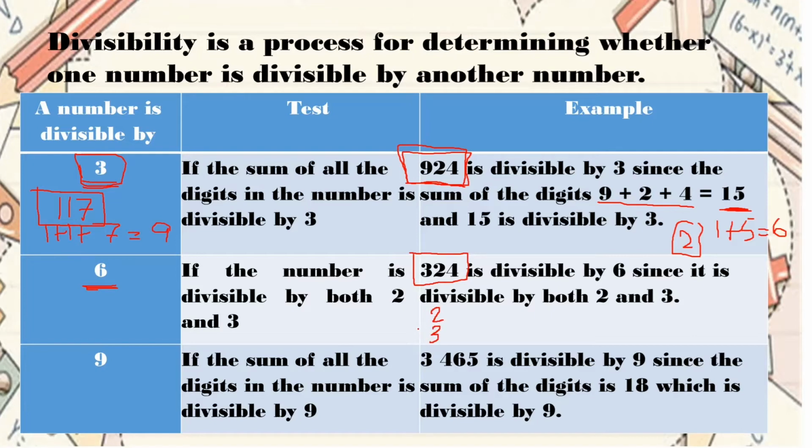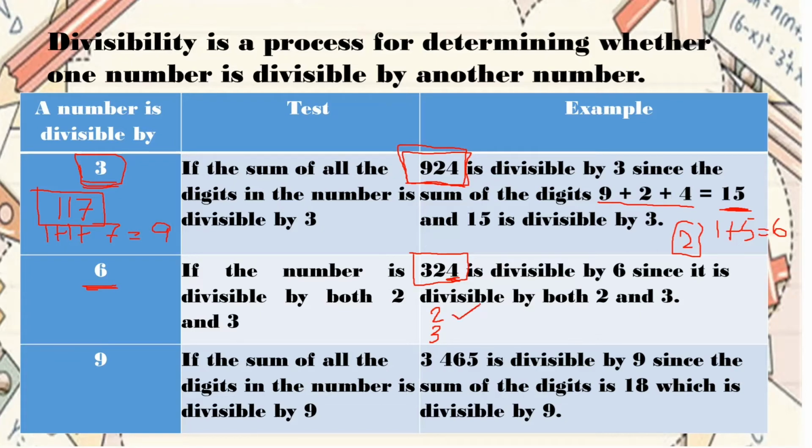If divisible lang siya ng 2 pero hindi siya divisible ng 3, then it is not divisible by 6. And vice versa. If hindi siya divisible by 2 pero divisible siya ng 3, it is not divisible by 6. So, dapat pareha yung check. So, let's identify if 324 is divisible by 2. To recall, divisible by 2 means it ends with an even number: 0, 2, 4, 6, 8. So, since 324 ends with the digit 4, which is an even number, then 324 is divisible by 2.